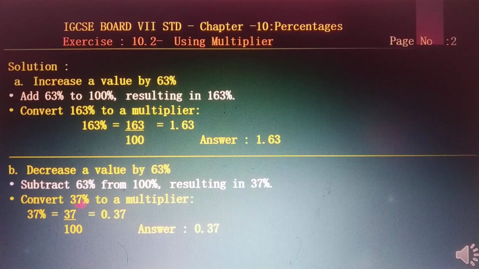And question B, decrease a value by 63%. The same way we calculate it. Here decrease means subtract 63% from 100, resulting in 37%. Finally convert 37% to a multiplier, 37 upon 100, we get 0.37. 0.37 is the final answer.